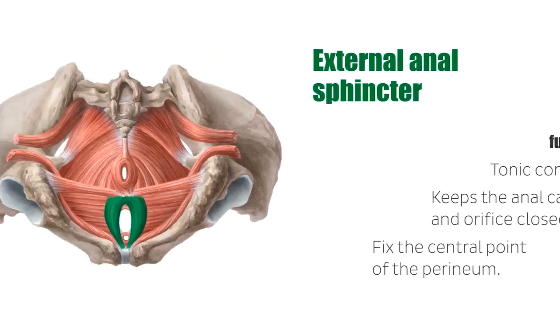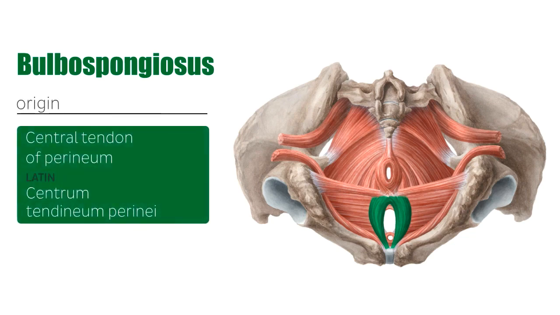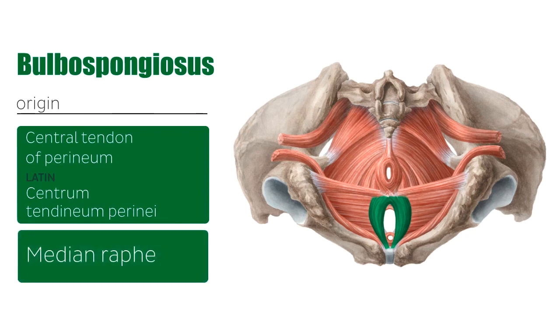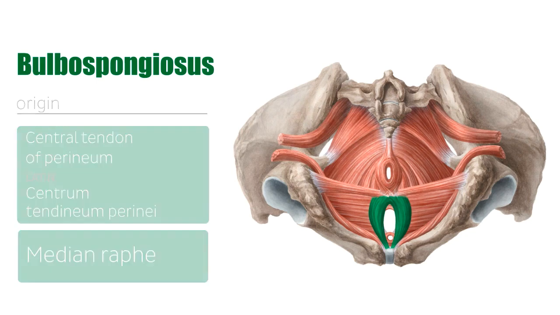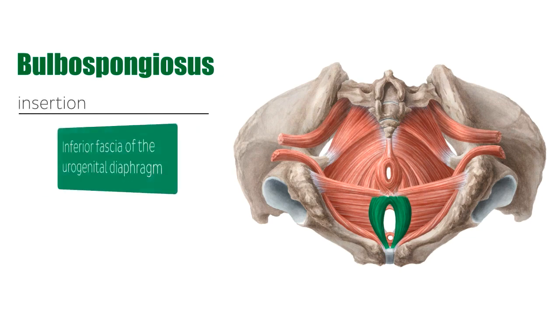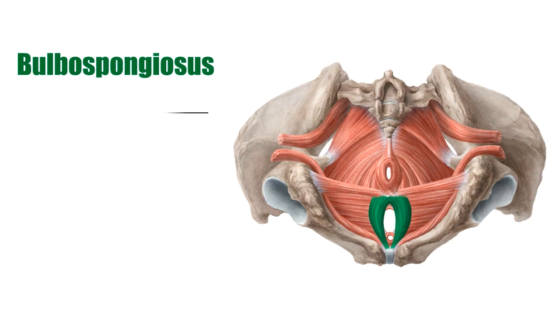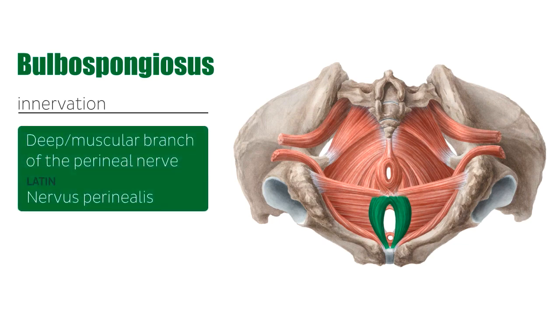We're going to move on to this muscle that you see here now highlighted in green, which is known as the bulbospongiosus, and is one of the superficial muscles of the perineum. It arises from the central tendon of perineum and from the median raphe in front of it. Now, the fibers of this muscle will be radiating anterolaterally and then lose themselves in the inferior fascia of the urogenital diaphragm. As for the innervation of the bulbospongiosus muscle, in both sexes it is innervated by the deep muscular branch of the perineal nerve, which is a branch of the pudendal nerve.